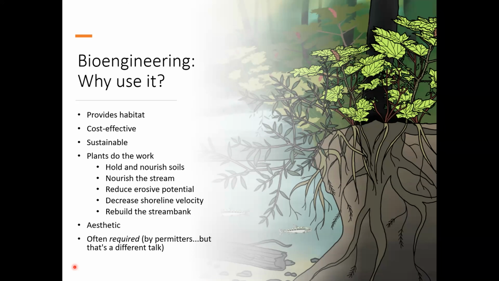Bioengineering is sustainable and it becomes part of the landscape. The vegetation becomes part of the plant community's succession, and the techniques evolve with the stream, adjusting to flows and meandering. Plants really do the heavy lifting, and the root structure associated with successfully established projects creates a strong matrix with the soil that only increases in resilience over time as the plants continue to grow.